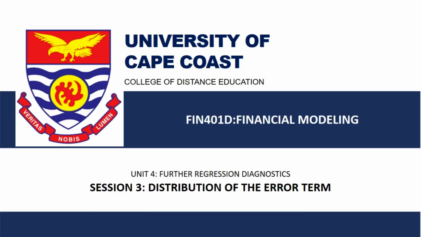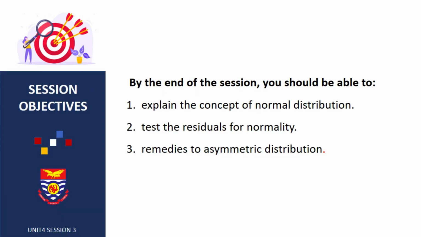Session 3, unit 4 of our financial modeling course. In this session, we are going to consider the distribution of the error term. By the end of this session, you should be able to explain the concept of normal distribution, test the residual for normality, and also find remedies for asymmetric distribution.